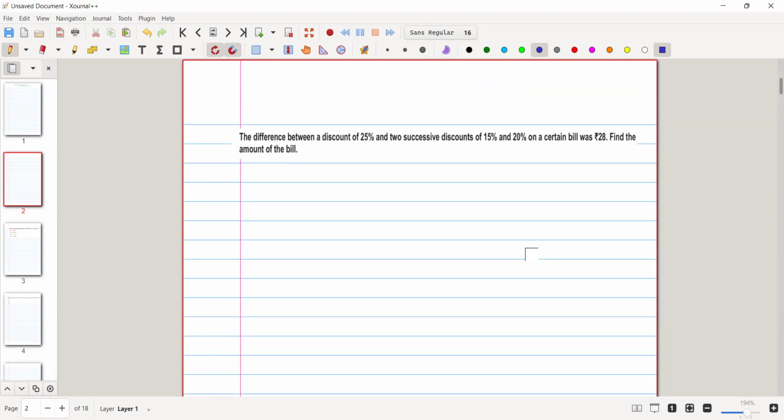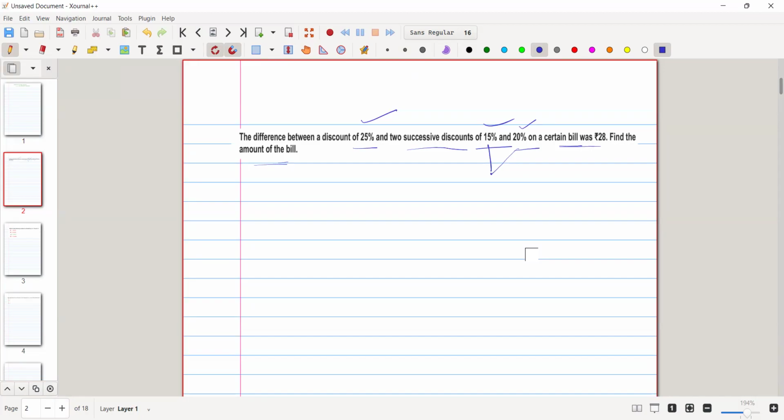The difference between a discount of 25% and two successive discounts of 15% and 20% on a certain bill was rupees 28. Find the amount of bill. So 28 rupees is the difference between the discount of 25% and two successive discounts of 15% and 20% on a certain bill. So let's first find the equivalent discount of 15% and 20%. So how to do this?